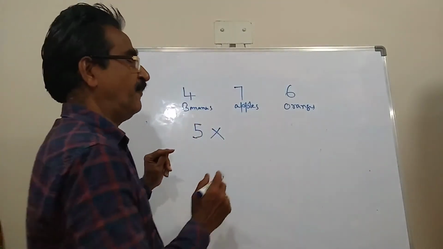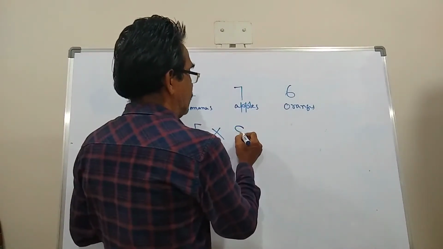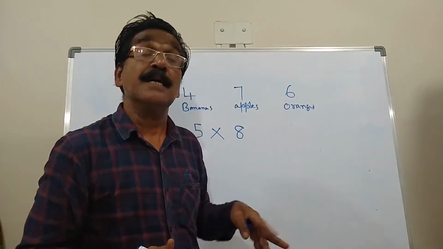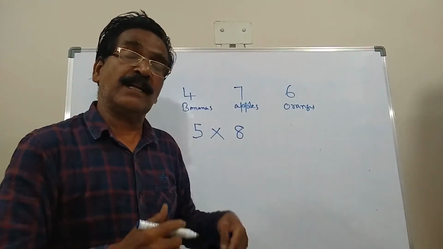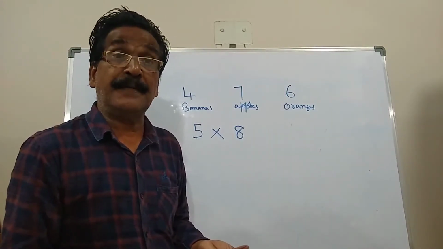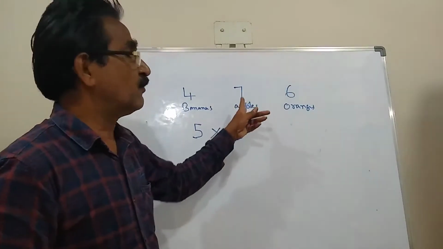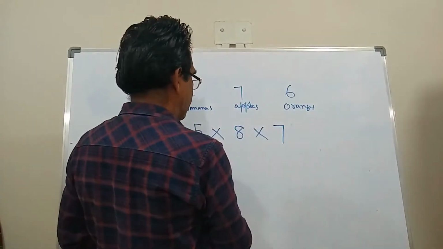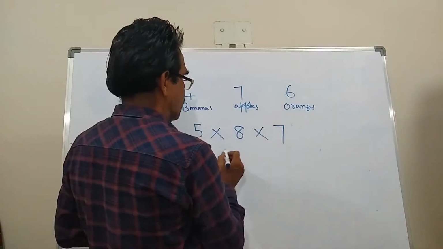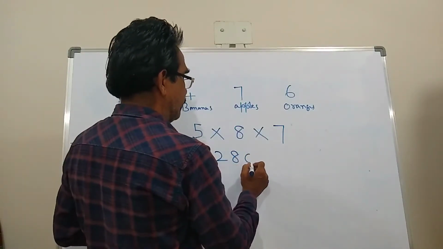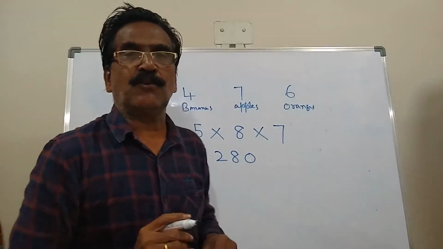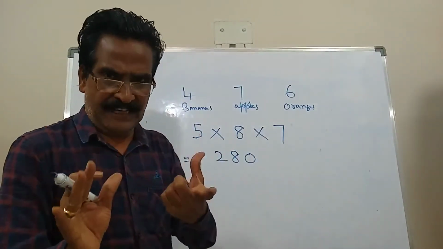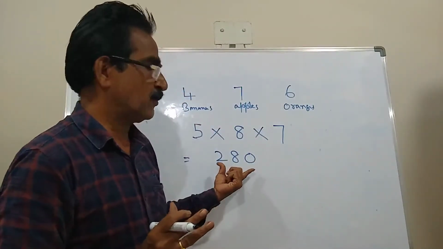In the same way, the selection from apples is equal to 8. 1 apple, 2 apples, 3, 4, 5, 6, 7 apples, or no apple. So selection from apples is equal to 8. In the same way, selection from oranges is equal to 7. So 5 times 8 times 7 is 280. So the total number of ways of selecting is 280.